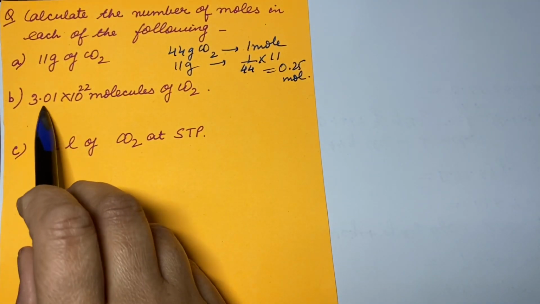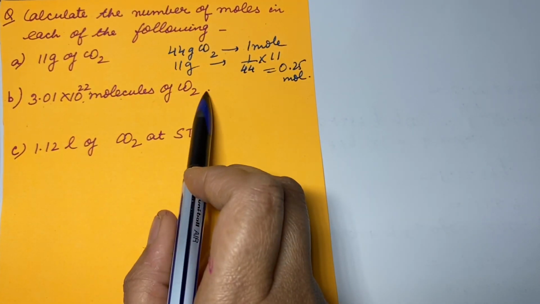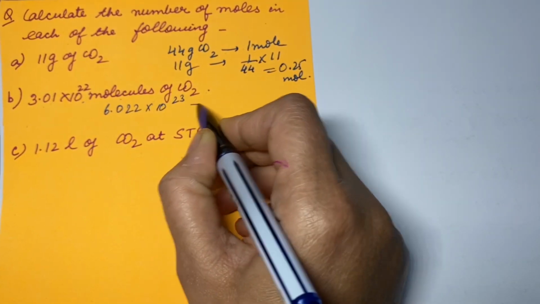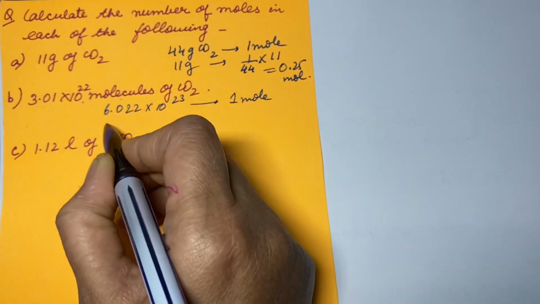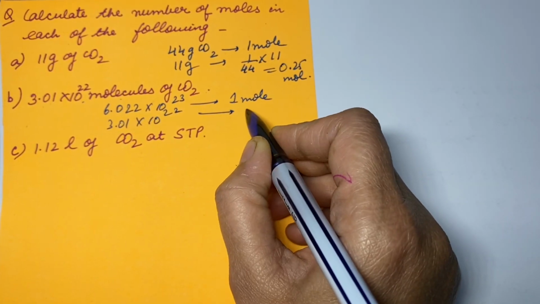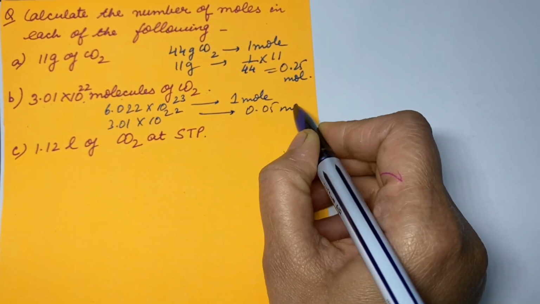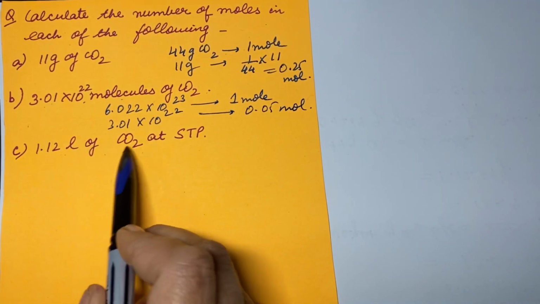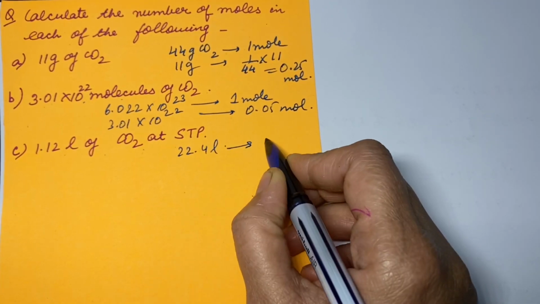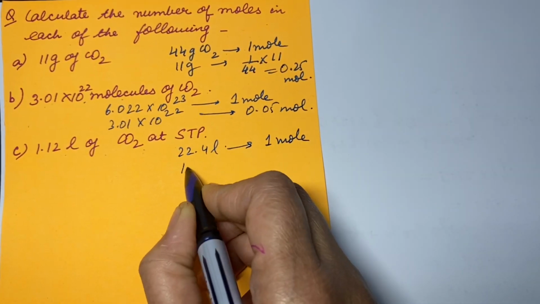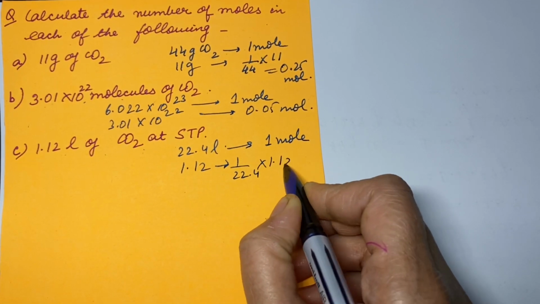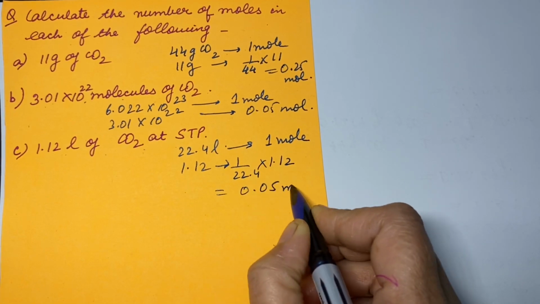Similarly, 3.01 into 10 to the power 22 molecules of carbon dioxide. We know 6.022 into 10 to the power 23 means 1 mole. So 3.01 into 10 to the power 22 will be equal to 0.05 mole. 1.12 liters of carbon dioxide at STP: 22.4 liters is equal to 1 mole. So 1.12 will be equal to 1/22.4 into 1.12, which is 0.05 moles.